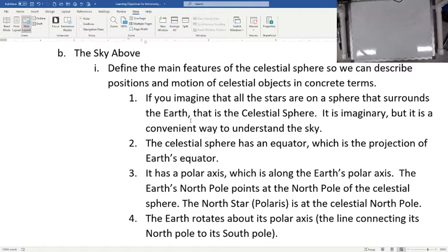It has a polar axis, just like the Earth has a polar axis that it rotates around. And the celestial sphere has a polar axis along the Earth's axis. The Earth's north pole points at the north pole of the celestial sphere, and the North Star Polaris is at the celestial North Pole. If you imagine the Earth's equator projected outward, then it creates an imaginary equator around the celestial sphere. Our north and south pole point at the north and south pole of the celestial sphere. And so the Earth rotates inside the celestial sphere, you might say.